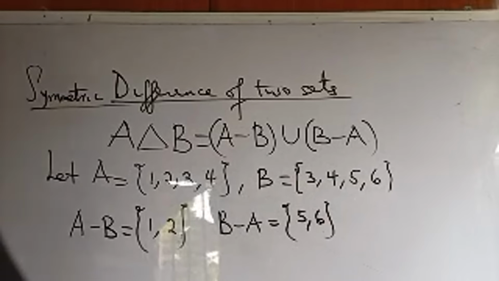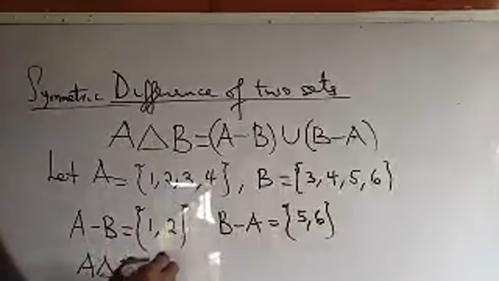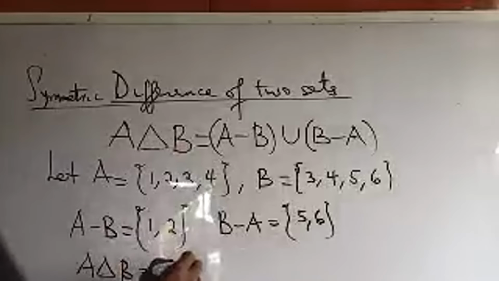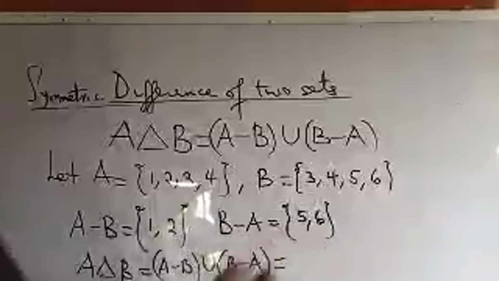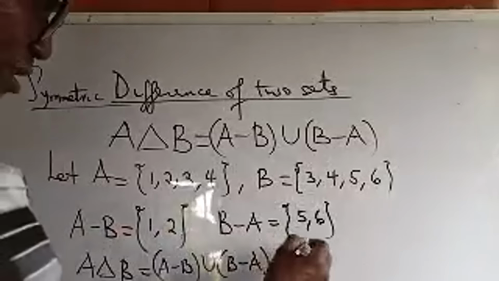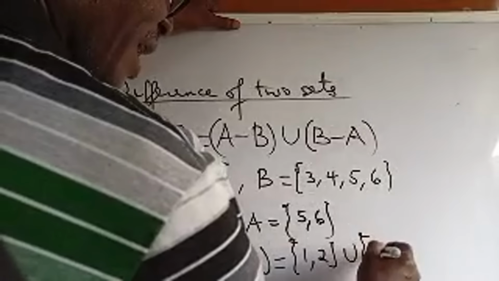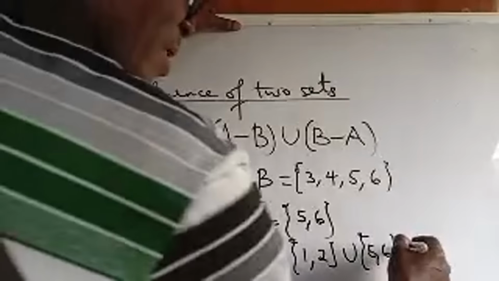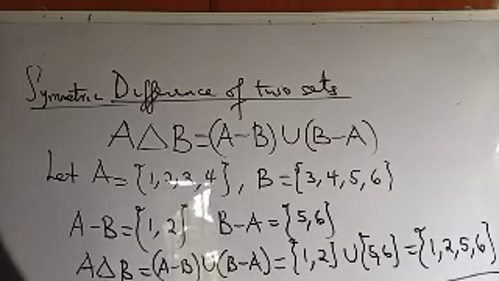Okay. Now, A symmetric difference B, we have what? A symmetric difference B, which is A difference B union B difference A. A difference B is a set of 1 and 2, union B difference A, a set of 5 and 6. So when we bring them together, we get 1, 2, 5, 6. So A symmetric difference B is equal to {1, 2, 5, 6}. I think that is about that.